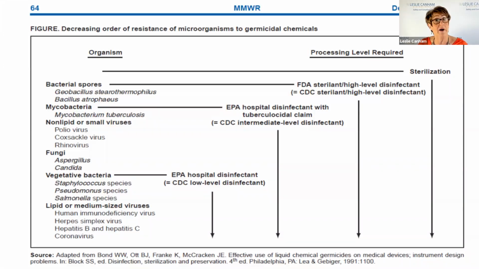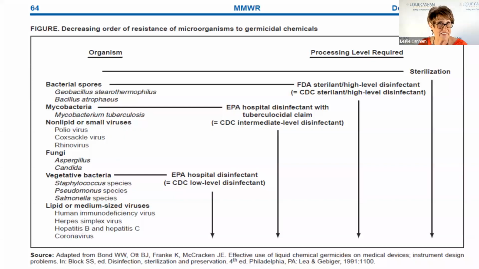Then below that is mycobacteria. We need to have an EPA registered hospital grade disinfectant with a tuberculocidal kill claim. So that's considered an intermediate level disinfectant. It kills non-lipid and small viruses, as well as fungi, and also vegetative bacteria.